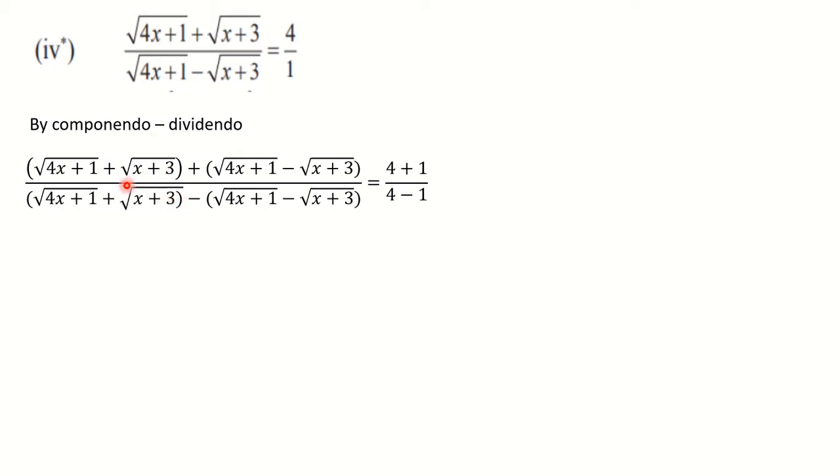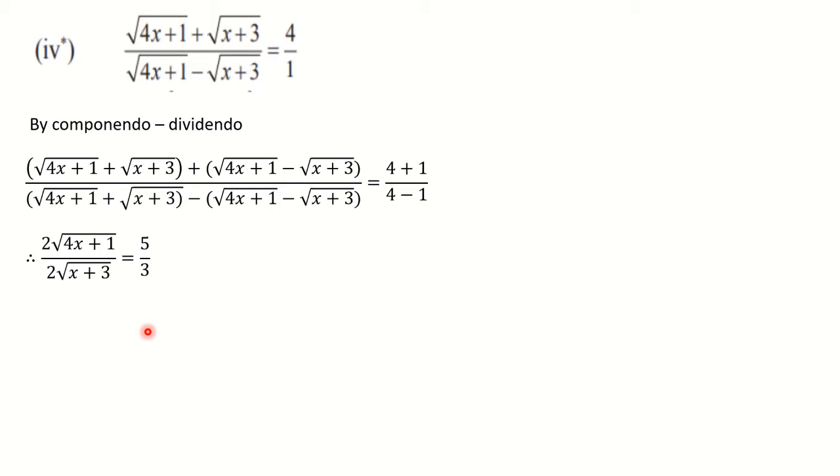So here you will observe that plus square root of x plus 3 and minus square root of x plus 3 will get cancelled. And in the denominator, square root of 4x plus 1 and minus square root of 4x plus 1 will get cancelled. And then we can write it as 2 times square root of 4x plus 1 divided by 2 times square root of x plus 3. So these two terms appeared 2 times. That is why we are adding 1 plus 1 and writing 2 here. 4 plus 1 is 5 and 4 minus 1 is 3. So this 2 and 2 will get cancelled.